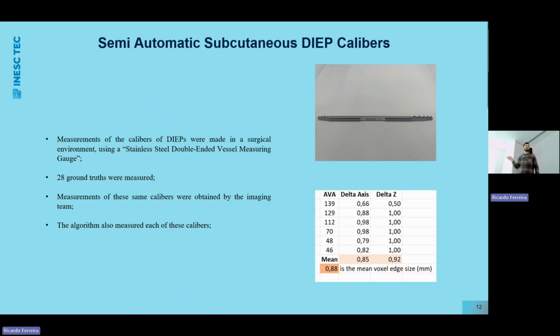The problem with the image is that there is a resolution, and for the volumes that I had the ground truth, I calculated the mean box cell edge size, and it was around 0.88 millimeters. We are saying that if I get one box cell wrong, I am possibly going wrong by 0.88 millimeters, and we are talking about vessels that sometimes measure 1 millimeter.